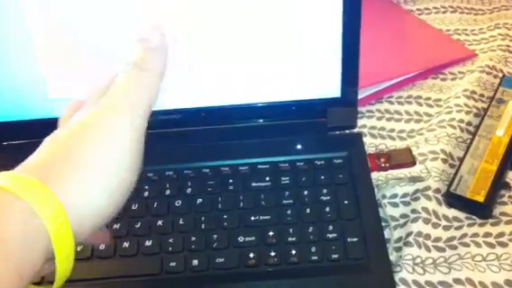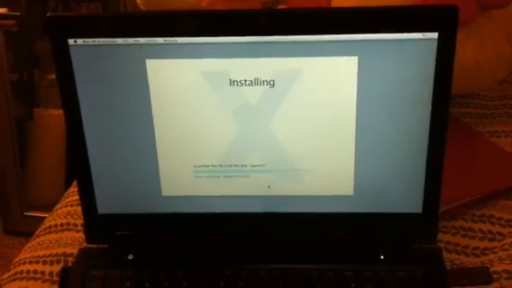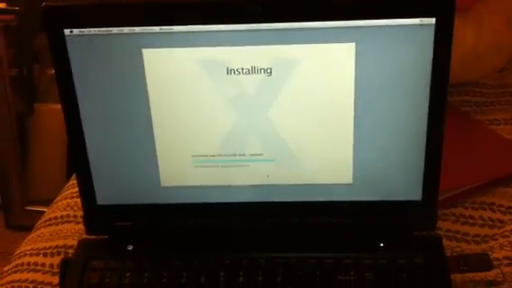This is the i5, 4 GB, the DDR3 1333 MHz. See, 500 GB Hitachi hard drive. Let's see what else. It's really good. Good computer, I guess.